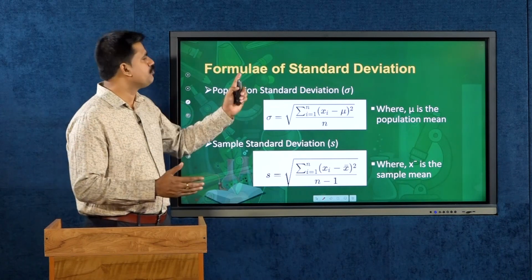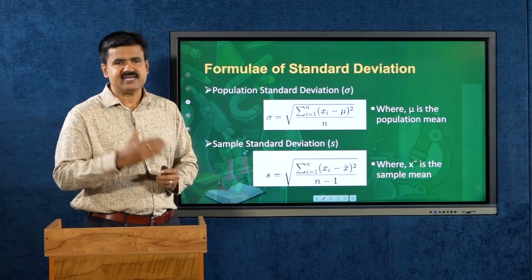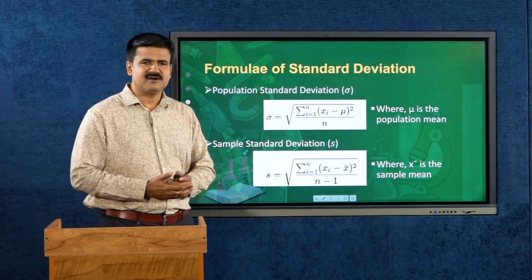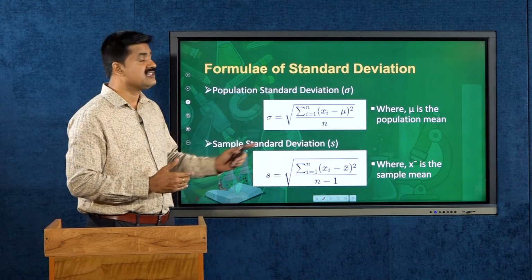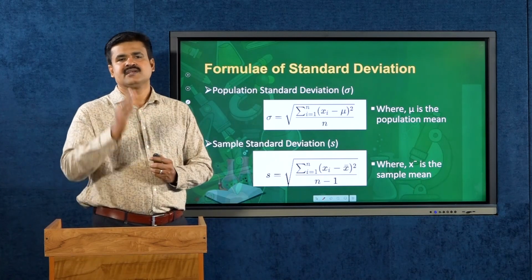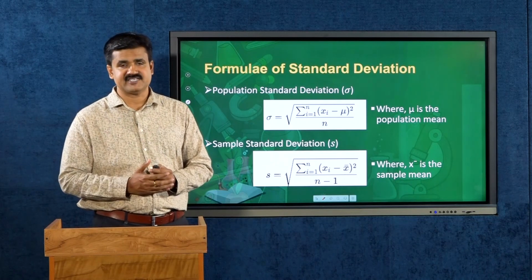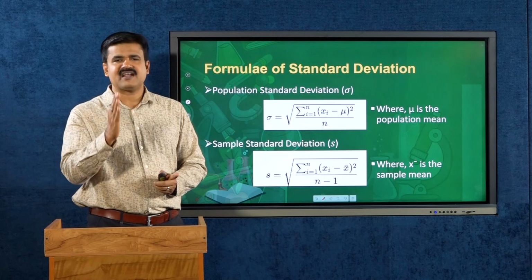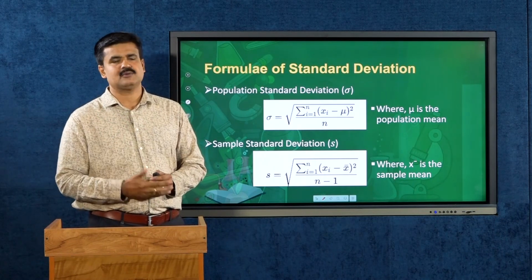So, in the population standard deviation, we are using mu, that is the population mean, and in the sample standard deviation, we are using x bar, that is nothing but the sample mean. So, these two are the expressions for population standard deviation and sample standard deviation. This you have to remember always.